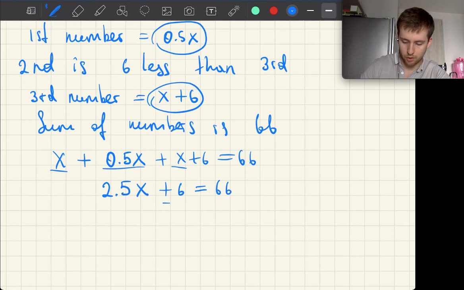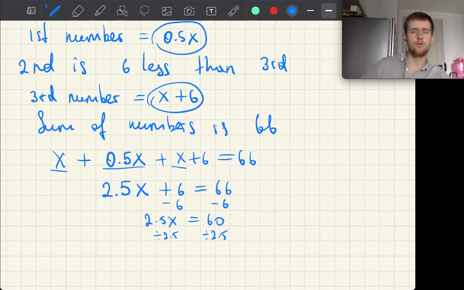All right, we can subtract 6 from both sides. We will get 2.5x equals 60. And finally, if we divide both sides by 2.5, 60 divided by 2.5, what is it going to be? It's going to be 24. Yeah, it's going to be 24. That's right. So x is equal to 24.